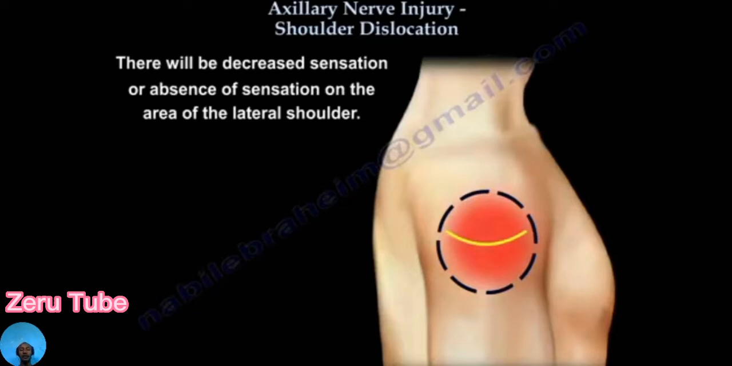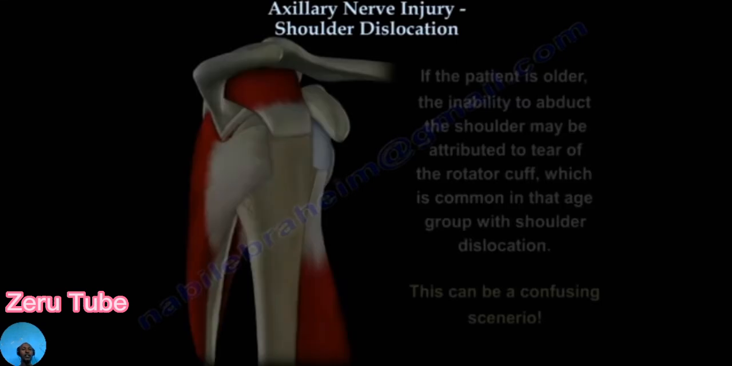So if you go to this area and check sensation, the patient can lose sensation. Only in this area, sensation is lost. So you should consider the axillary nerve. You can consider that this is caused by axillary nerve paralysis. So this area loses sensation during axillary nerve injury.